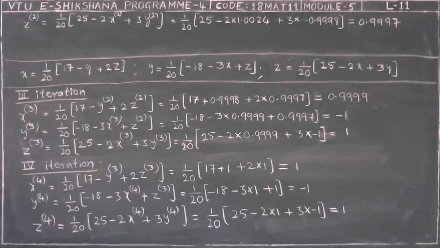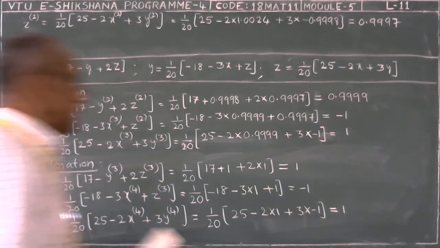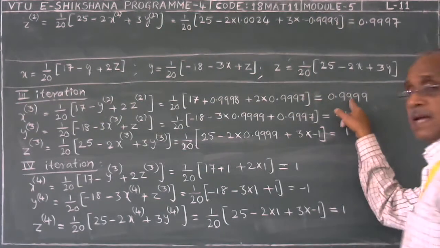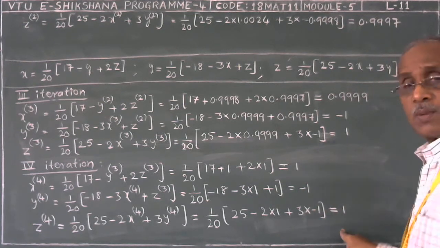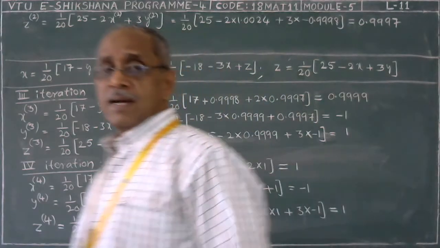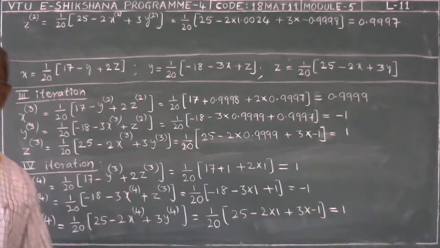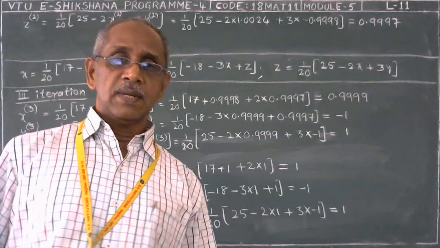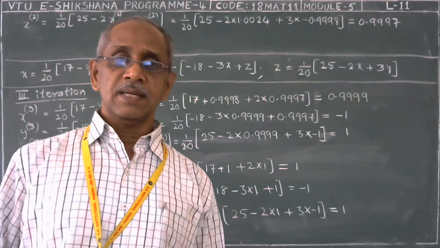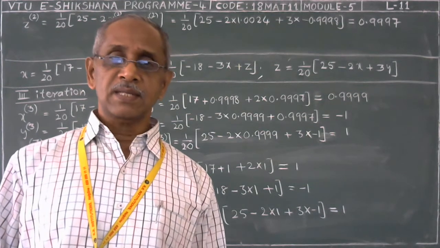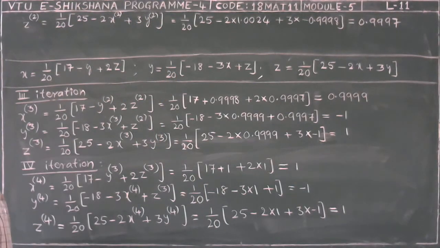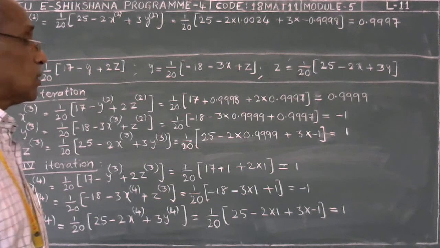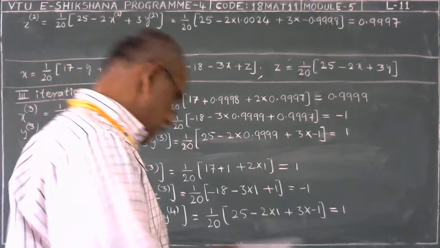Now you compare the fourth iteration with the third iteration. They are almost the same. 0.9999 is almost equal to 1. Minus 1, plus 1. So since the third and fourth iterations are the same up to the desired accuracy, that is 4 decimal places, the solution of the given system of equations is x is equal to 0.999, approximately 1, y is equal to minus 1, z is equal to plus 1.